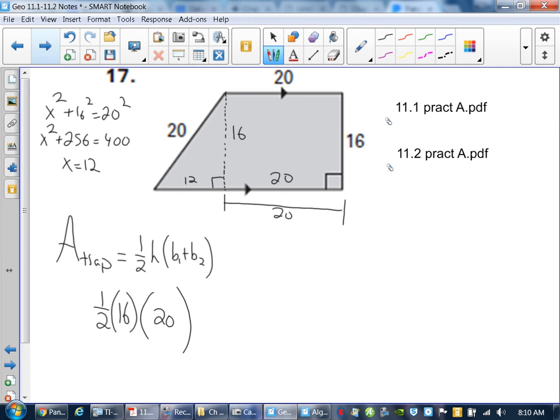Which means, what's that secondary base? 12. No, wait, it's 32. 32, because you added it in. Okay. Did everyone recognize that with a 3, 4, 5 triple? This is a triple also. 3 times 4, 4 times 4, 5 times 4. 12, 16, and 20. So if you recognize it, great.